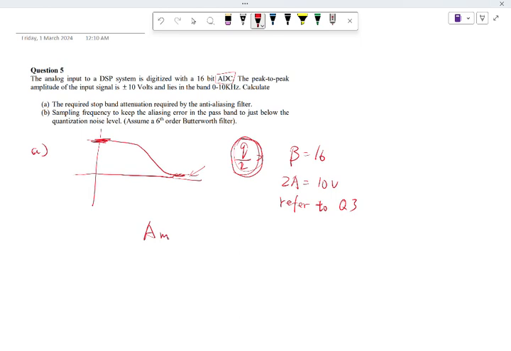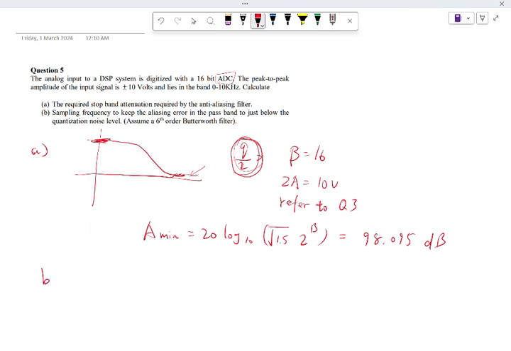The minimum attenuation is 20 log 10 of 1.5 times the square root of 2 to the B. Putting the numbers in, that gives 98.095, in dB. Sorry, the unit is in dB form.